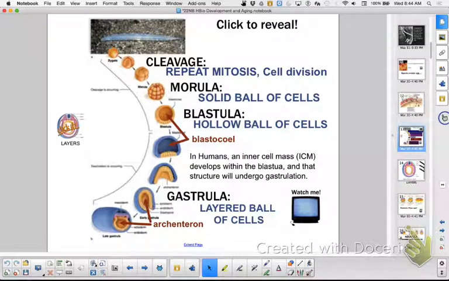Now, I don't know, did I give you all the notes for what the ecto, meso, and endoderm would be? Okay, I want to show you one other thing real quick.